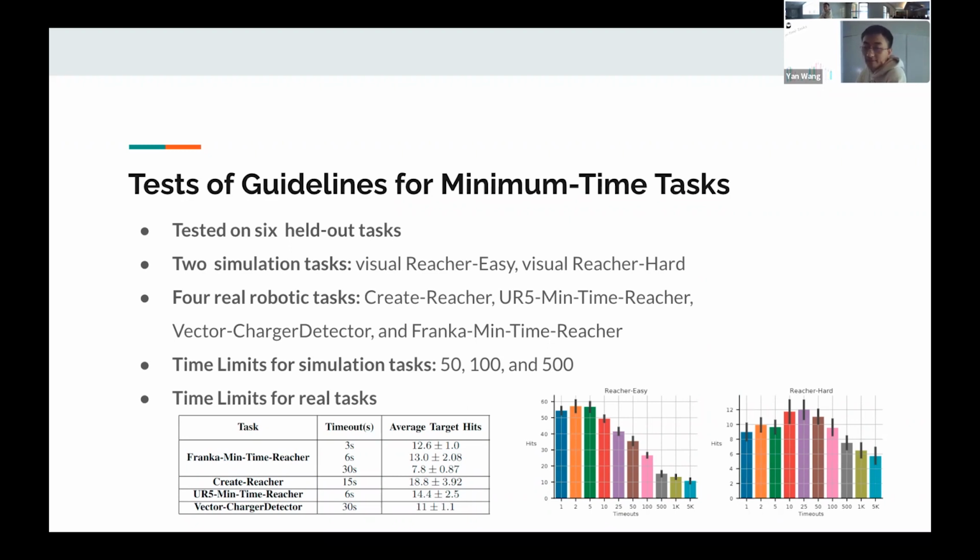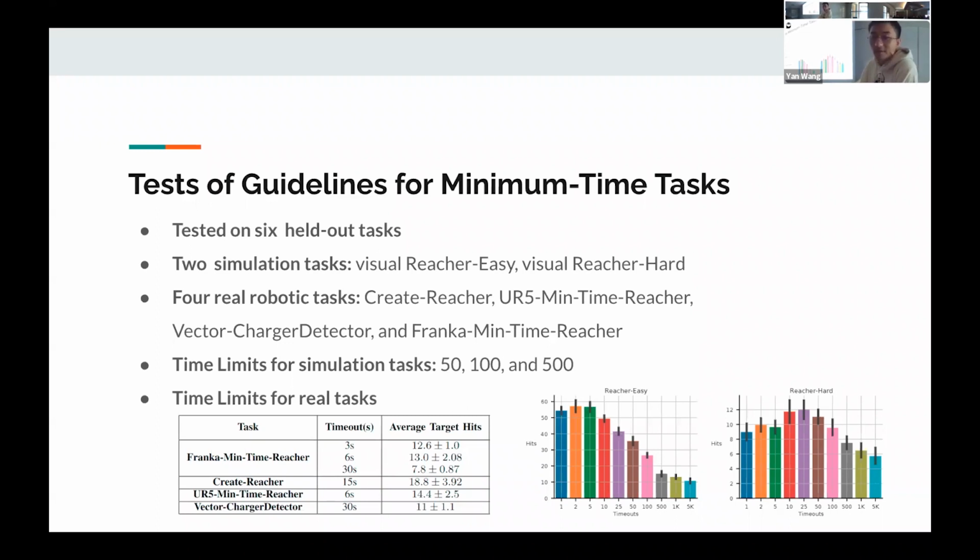For simulation tasks, we tested 3 timeouts: 50, 100, and 500. According to the timeout versus the hits plot here, they all have enough target hits except the feature harder with the timeout, which is the time limit 500. In this case, it has less than 8 target hits.